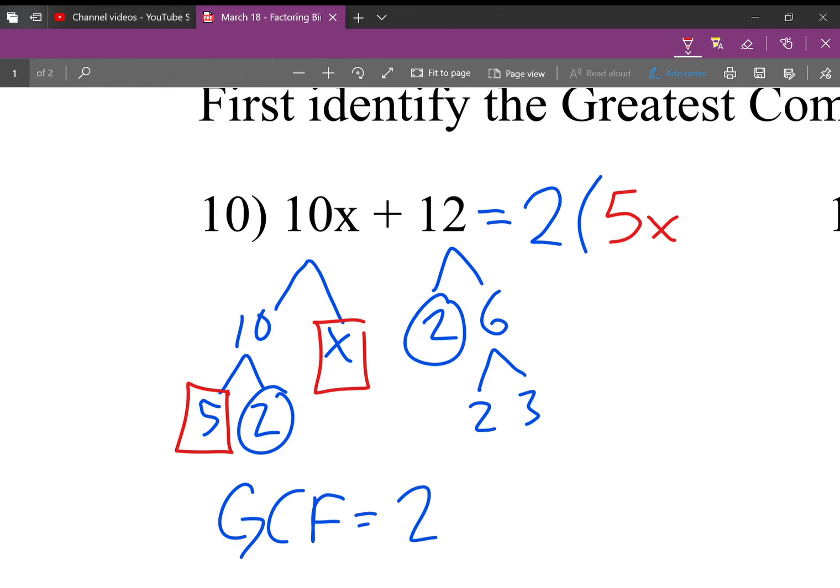Then I'm going to look at the second term, 12, and I'm going to look at what's left over here. Well, I have a 2 left over here, and I also have a 3 left over here. And I multiply this together to make a positive 6. That's going to give me a plus 6 over here. And that is it. So I'll close my parentheses, and this is now factored.